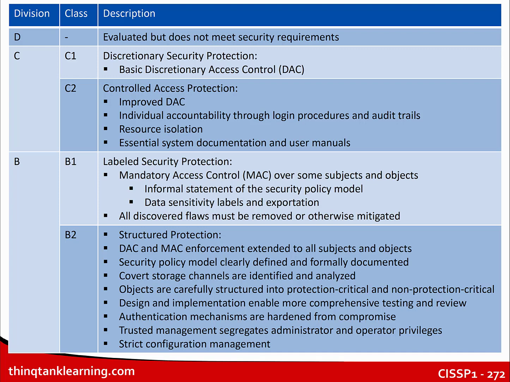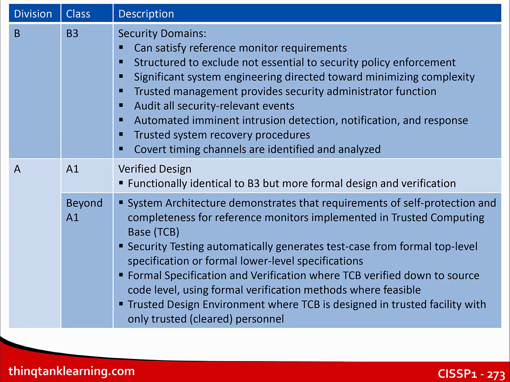B2, structured protection, DAC and MAC enforcement, extended to all subjects. Security policy model clearly defined and is formally documented here. Covert storage channels are identified. Objects are carefully structured into protection critical and non-protection critical classes. I mentioned that specifically. I think I pretty much hit all of these points here. All right, B3, A1, and then finally beyond A1. I didn't really talk much about beyond A1. System architecture demonstrates that requirements of the self-protection and completeness for reference monitors are implemented in the trusted computing base.